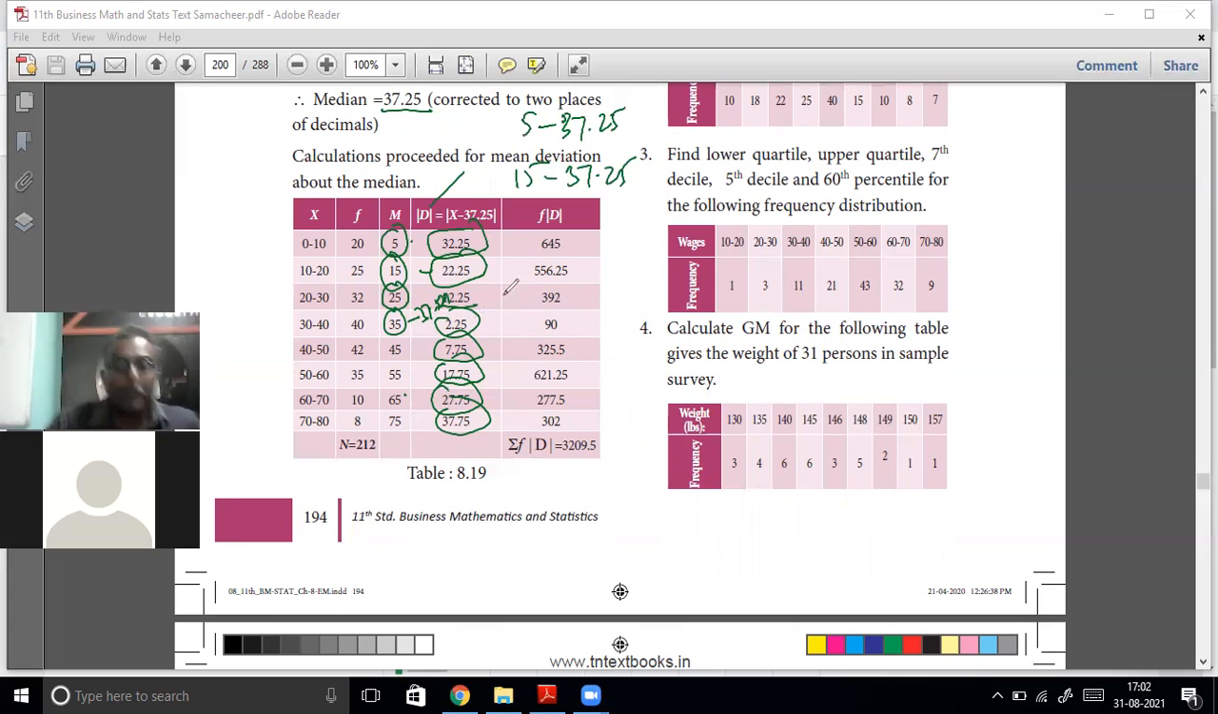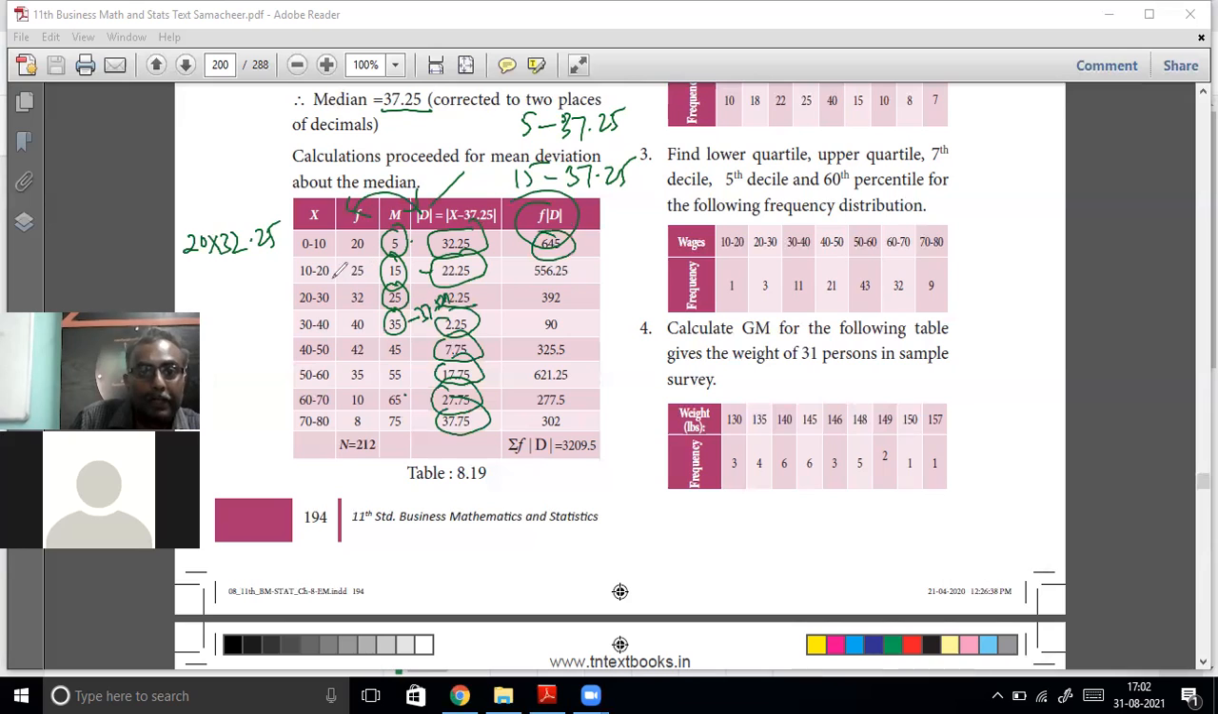Now what you have to do? You have to multiply F into the absolute value of D. This column, F into absolute value of D. So 20 into 32.25 is equal to 645.